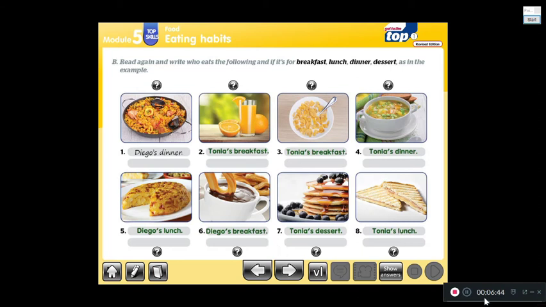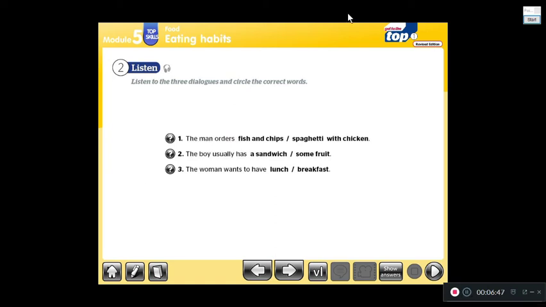Now, in this activity, you have to listen. Van a escuchar cuidadosamente el audio que les voy a colocar y van a marcar la respuesta correcta. The man orders. ¿Qué es lo que ordena? ¿Ok? The boy usually has. ¿Qué es lo que usualmente come, en este caso el joven? A sandwich or some fruit. The woman wants to have. ¿Qué es lo que la mujer quiere tener? I recommend you please to take notes. Tomen nota acerca de lo que están escuchando, sobre todo las palabras claves. Okay? Let's listen.